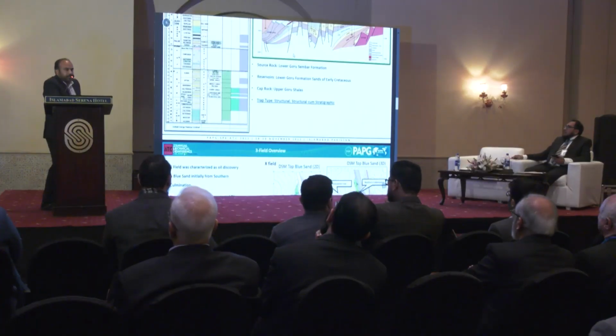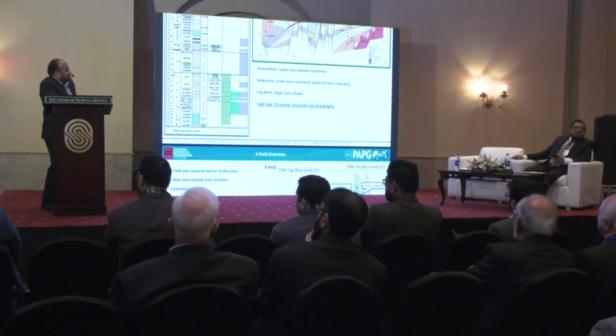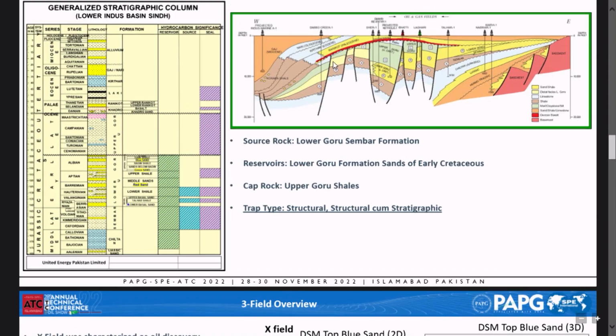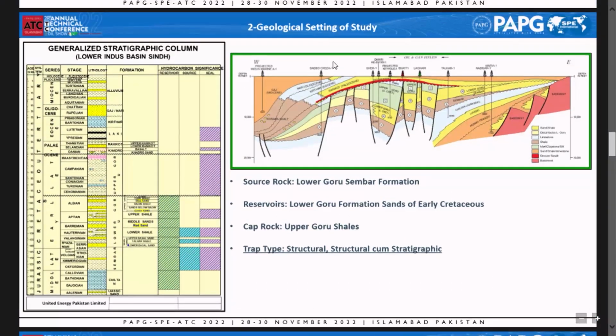Okay, so if you look at this slide, there are 2 things. One is the generalized stratigraphy, and second is the structural style in the area. So if we look at the generalized stratigraphy, basically at the bottom in the area, there is the Sembar formation.